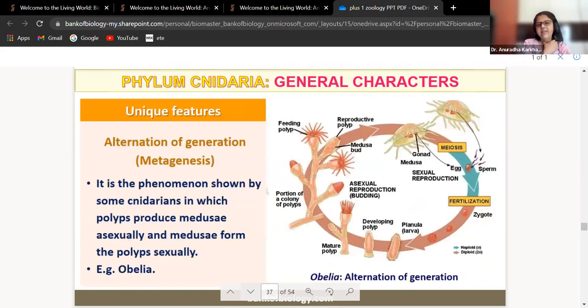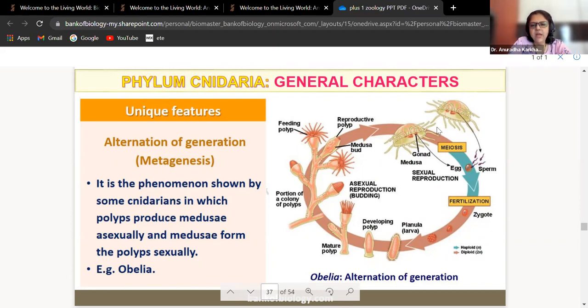Then, as I said, they show alternation of generation. That is what they are talking about. Metagenesis. It is the phenomenon shown by some cnidarians in which polyp produces medusa asexually and medusa produces polyp sexually. Example is Obelia. So the same thing that I had discussed earlier.